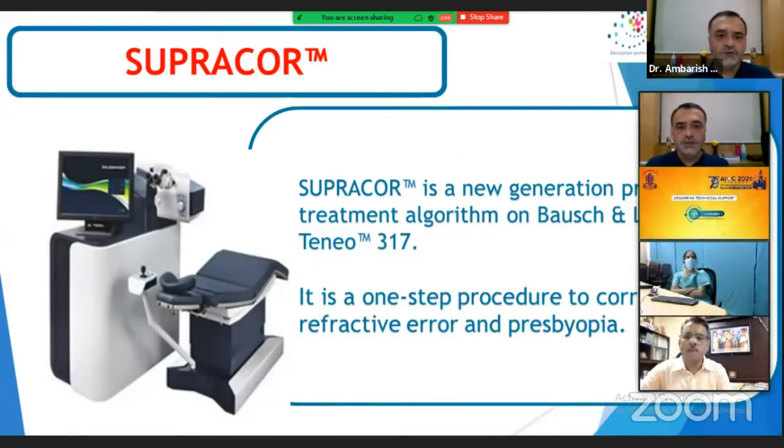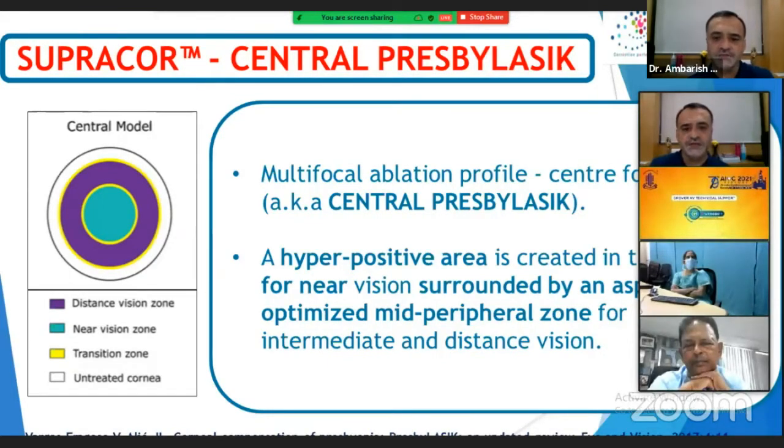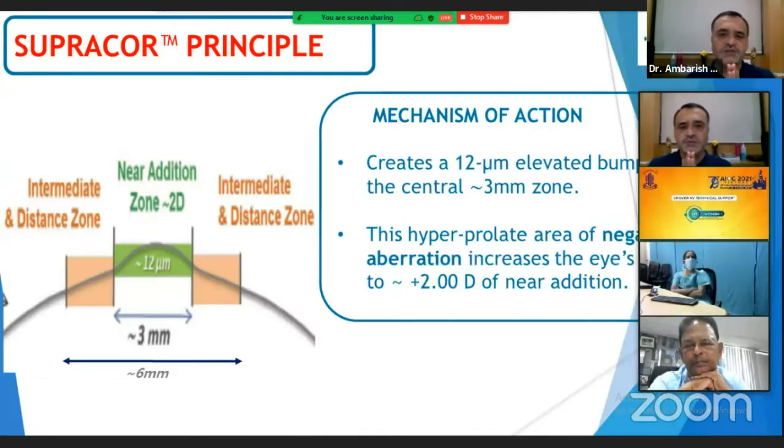Presby LASIK, what you are doing in SupraCore, is you create a multifocal ablation profile which is centered for near, and you create a hyperprolate area in the near vision, surrounded by the aspheric optimized mid-peripheral zone. So the center works for near and the mid periphery works for distance and intermediate vision. So it's a bilateral procedure. The actual procedure creates a 12 micron elevated bump in the central 3 mm zone of the cornea, which increases the depth of focus up to 2 diopters in this patient.